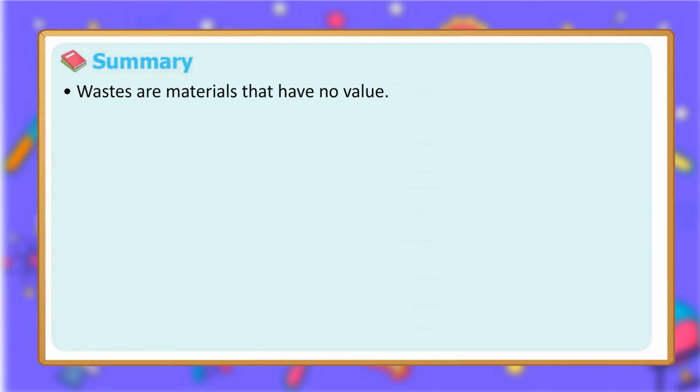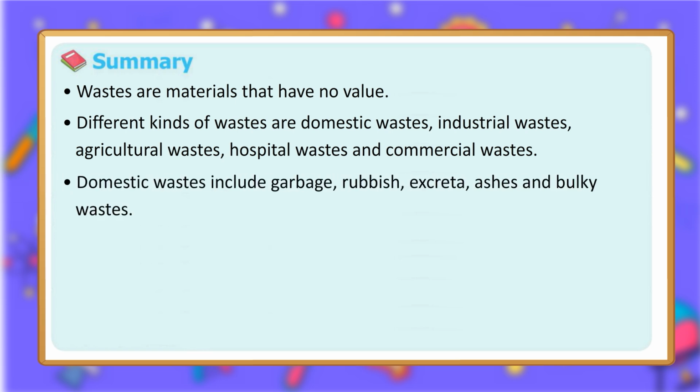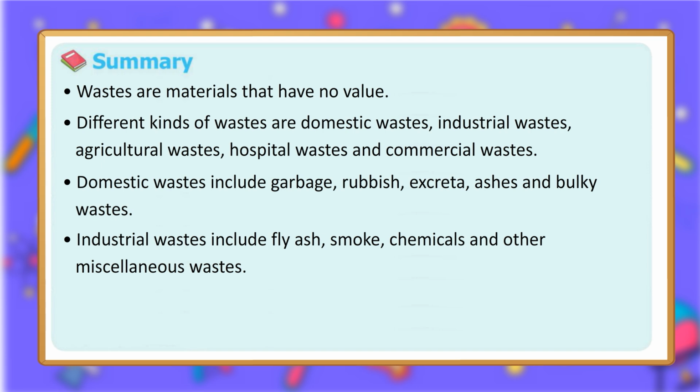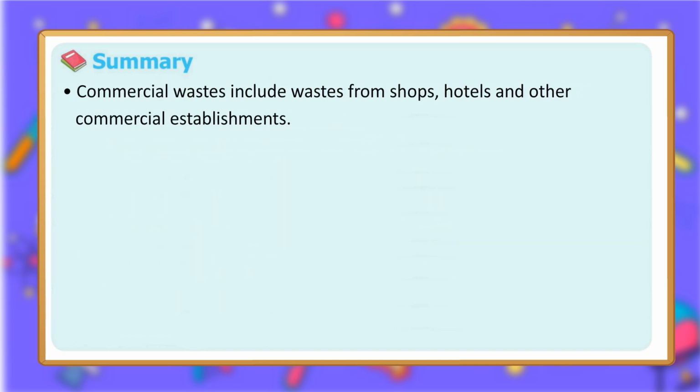Summary. Wastes are materials that have no value. Different kinds of wastes are domestic wastes, industrial wastes, agricultural wastes, hospital wastes and commercial wastes. Domestic wastes include garbage, rubbish, excreta, ashes and bulky wastes. Industrial wastes include fly ash, smoke, chemicals and other miscellaneous wastes. Agricultural wastes include rice husk, dry stems and straw, weeds and cattle waste. Commercial wastes include wastes from shops, hotels and other commercial establishments.